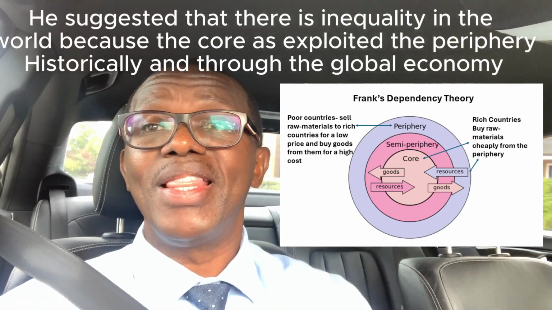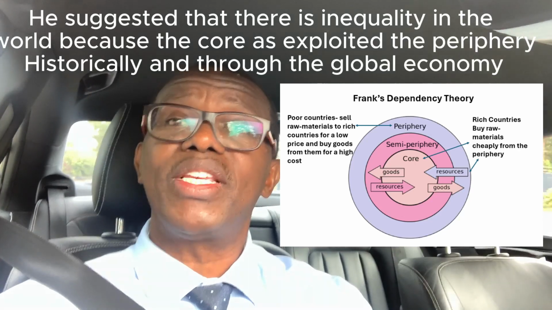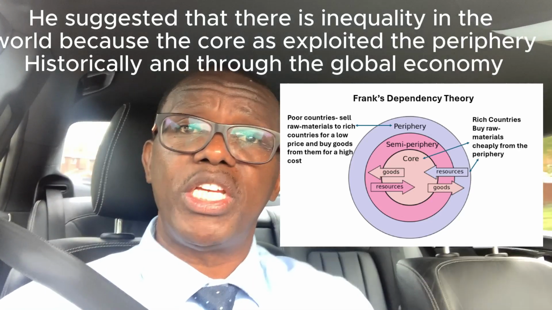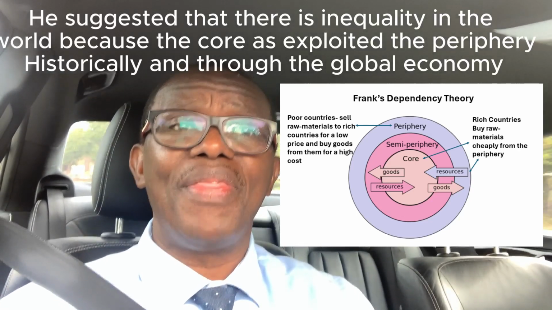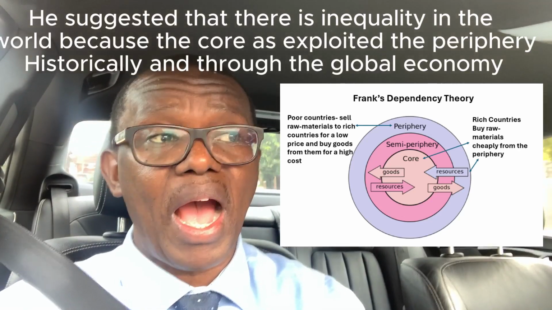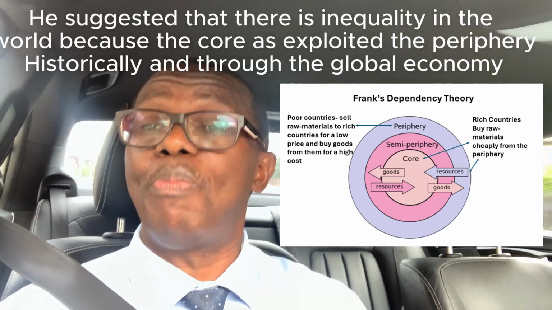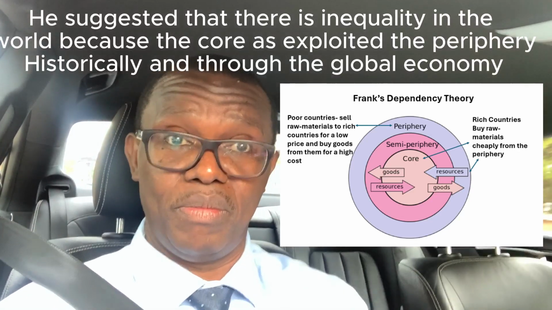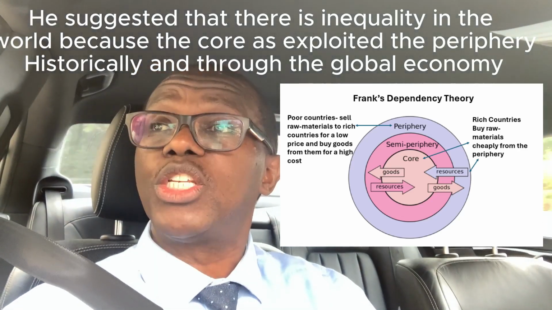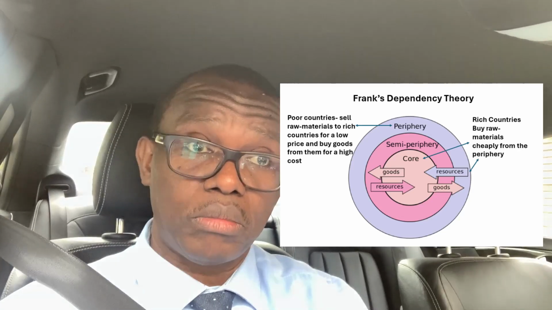So from that perspective, the core is exploiting the periphery because they are getting raw materials very cheaply, and then processing them and selling them for an exorbitant amount, or what in economics would be referred to as supernormal profits. He said that is one way in which the core exploits the periphery and keeps the periphery poor.